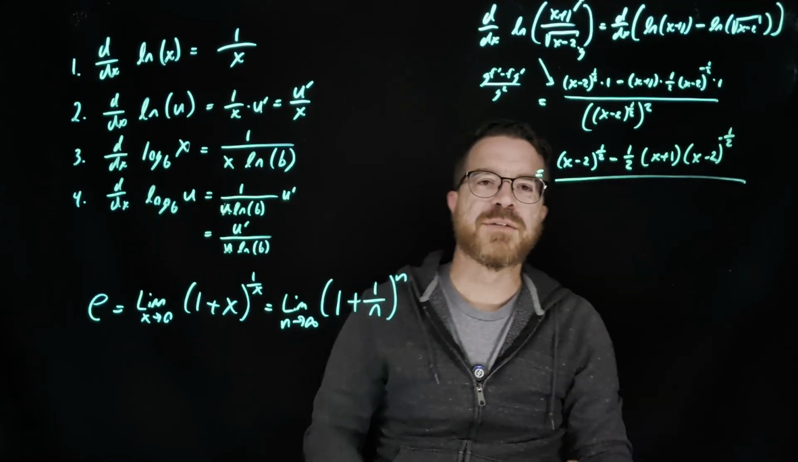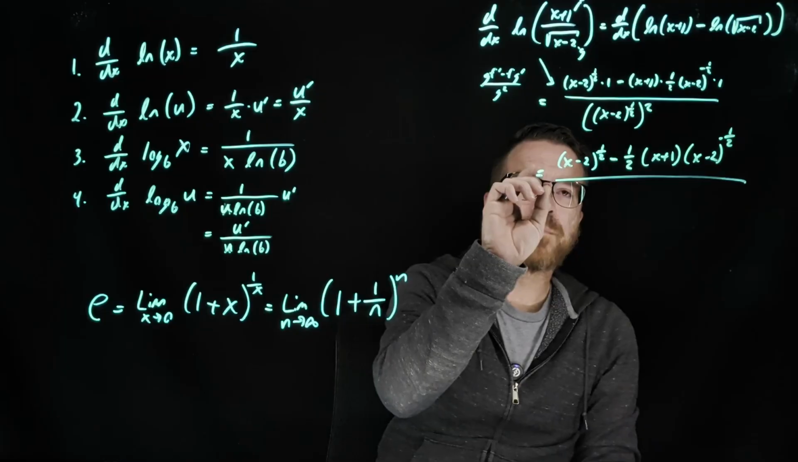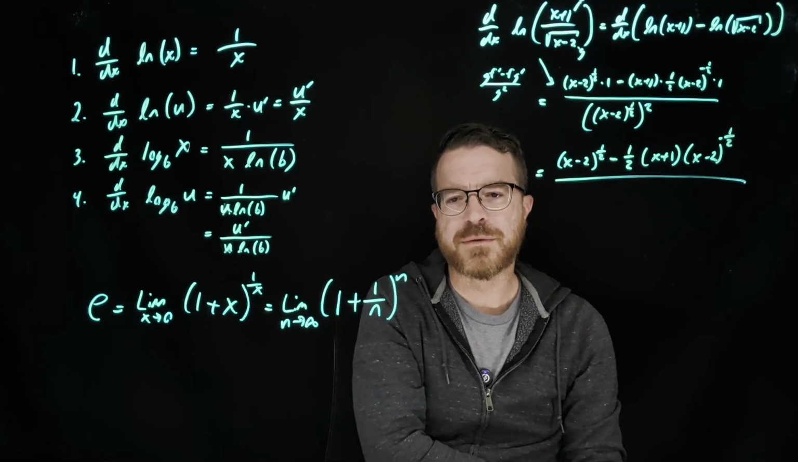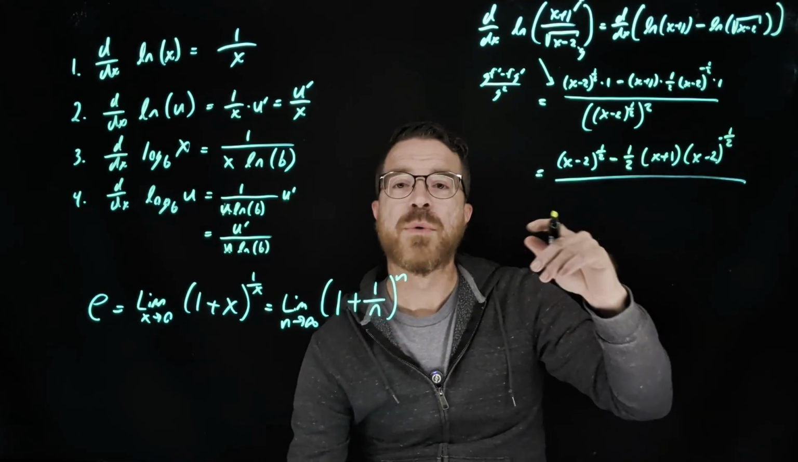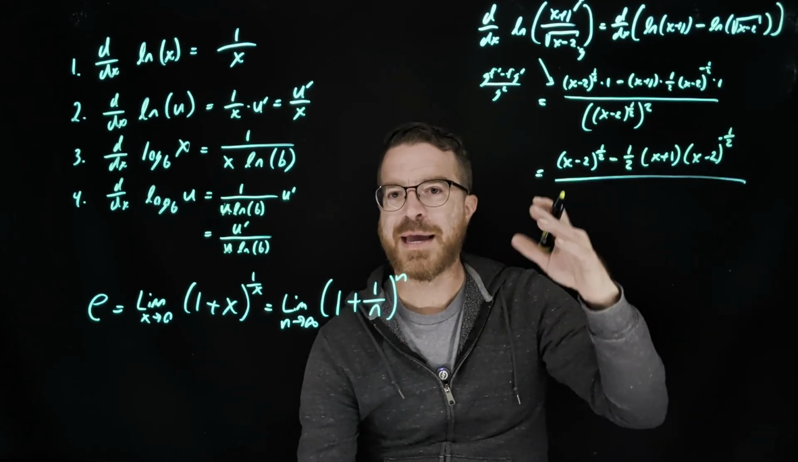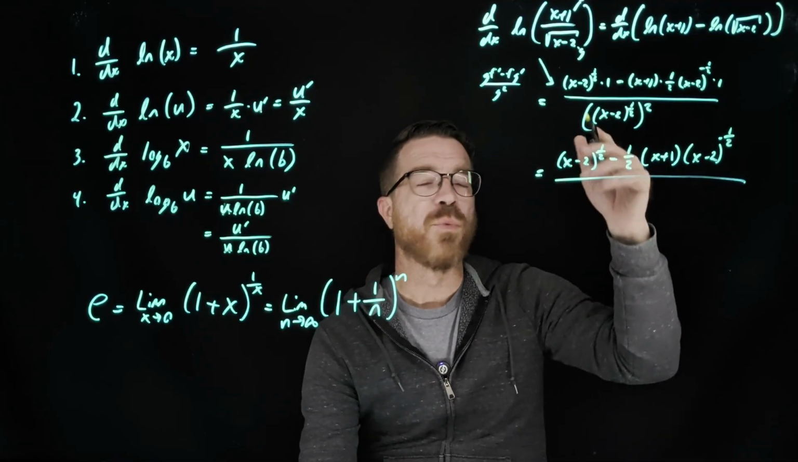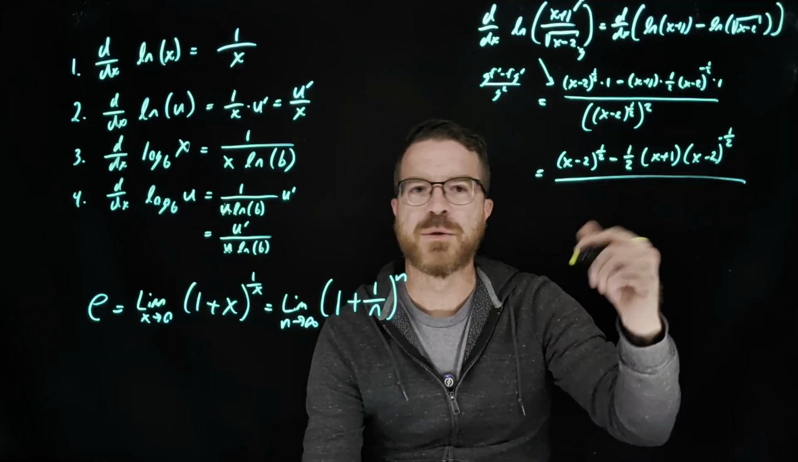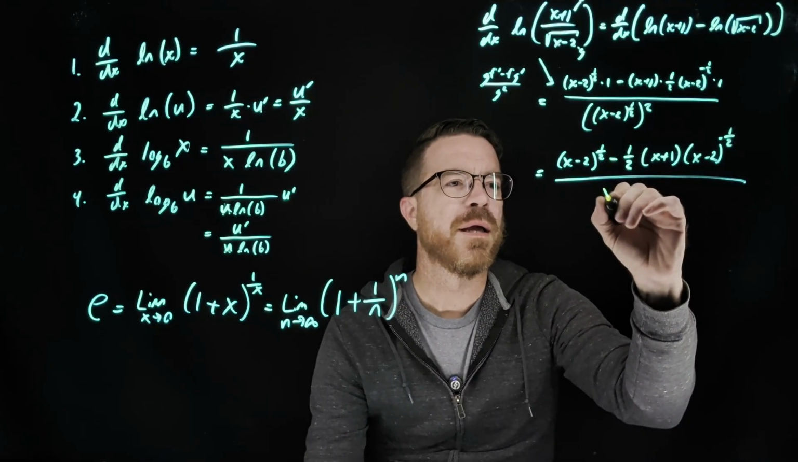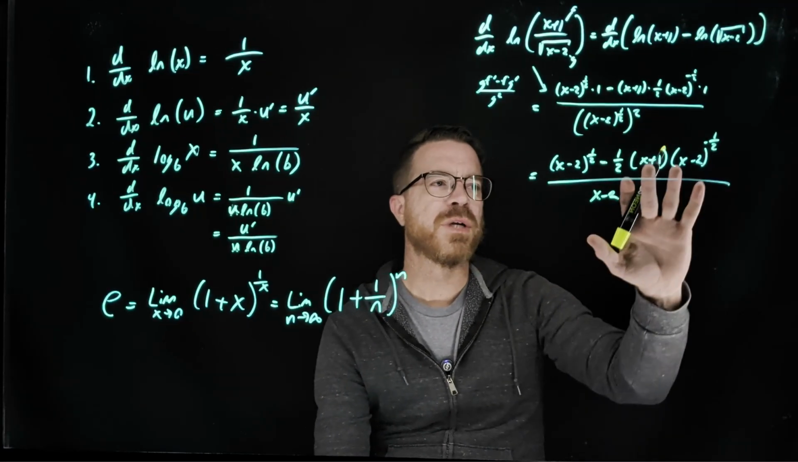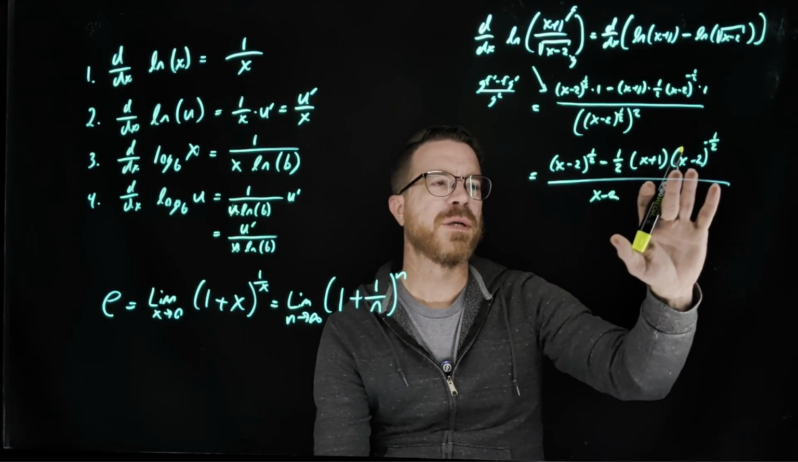And then I'm going to just focus on the bottom here for a second. We have x minus 2 to the 1/2 to the second power. Well, whenever you're taking something like a power to another power, you're going to multiply those powers. So then 1/2 times 2 is just going to be to the 1 power. So this is going to be x minus 2.